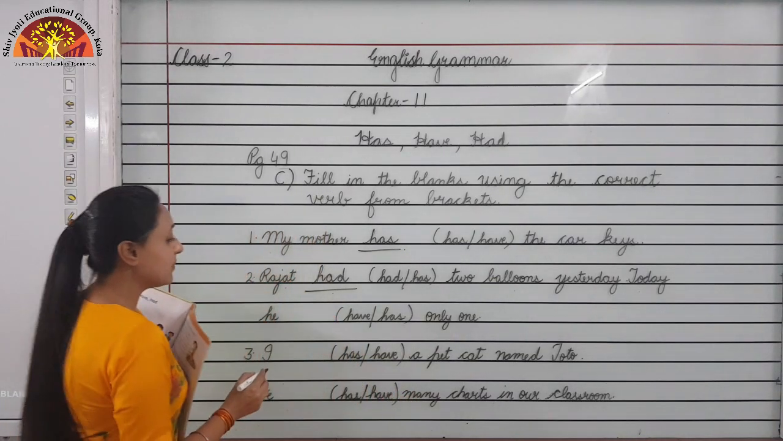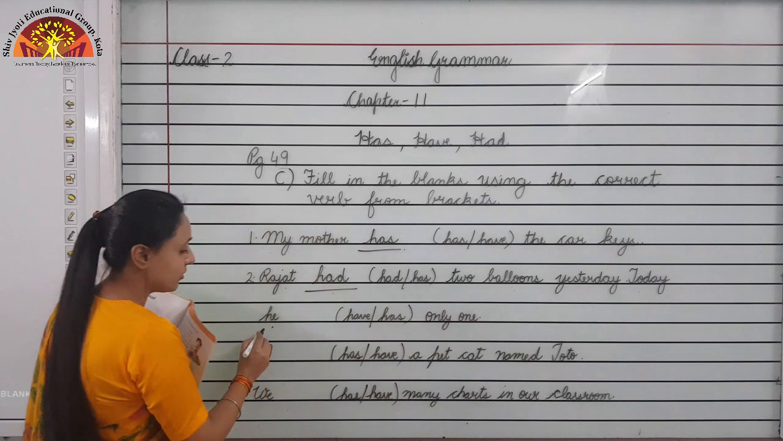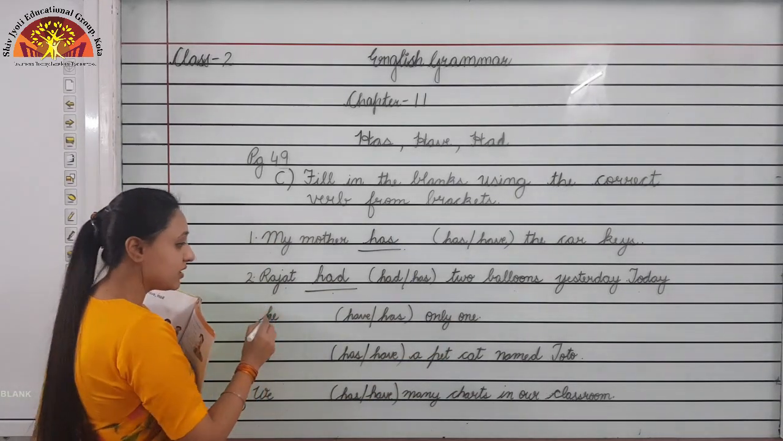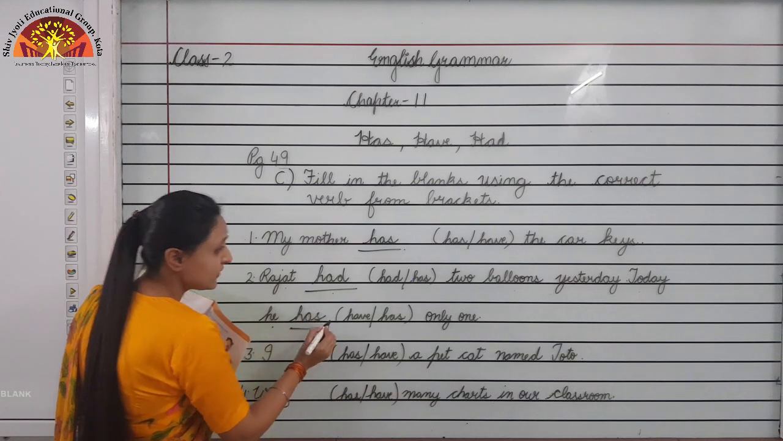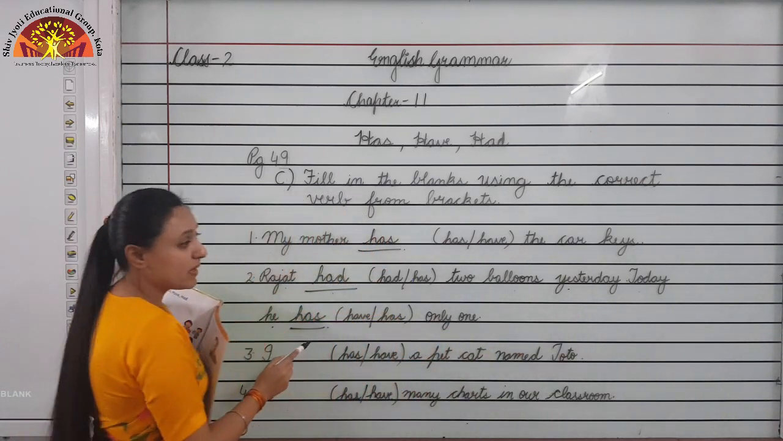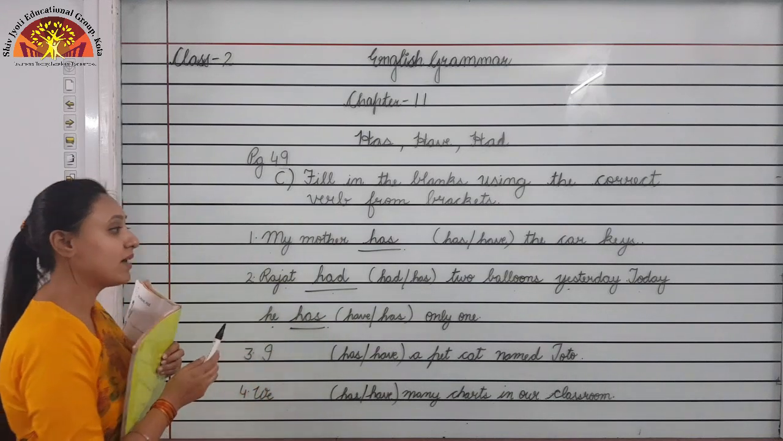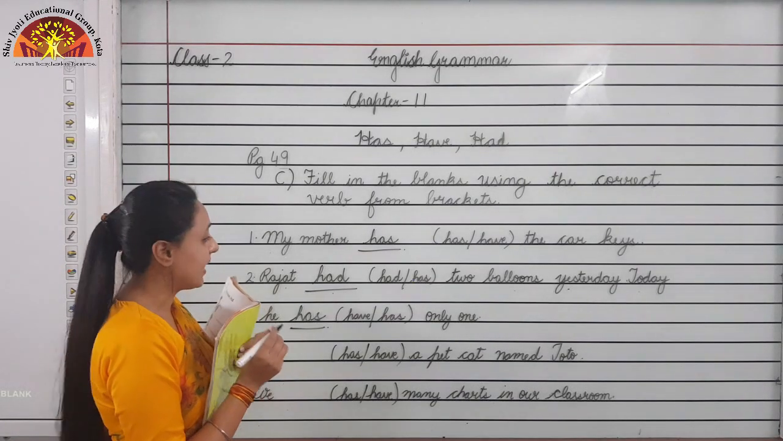Okay. So what will come here? Today he dash only 1. We are talking about one boy, Rajat. So we will use has here. Okay. Earlier we were talking about past tense, now we are talking about present tense. Okay. So you have to read the sentence carefully and then use has or had.